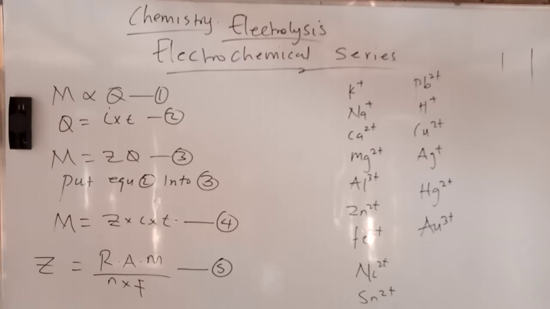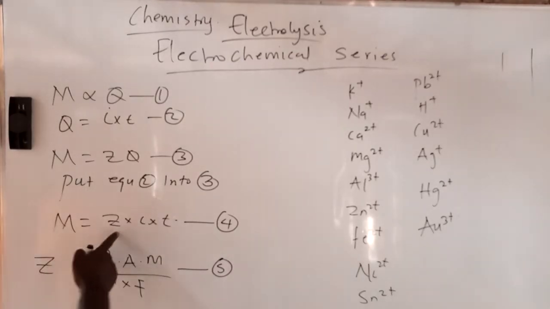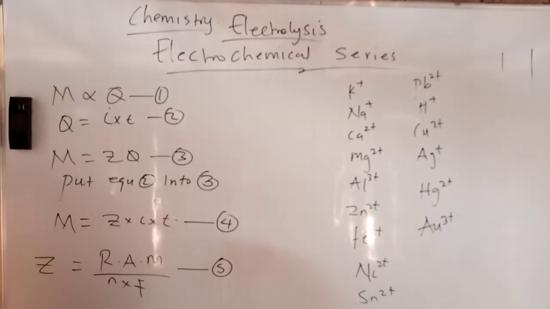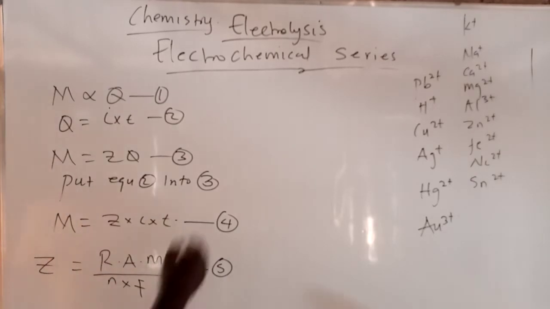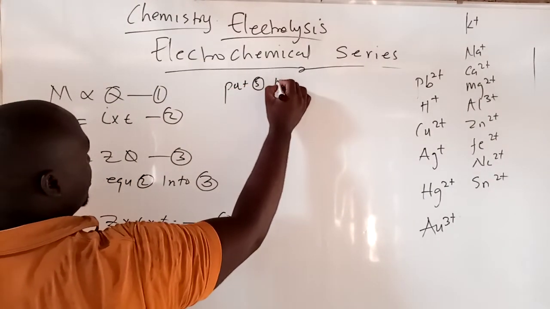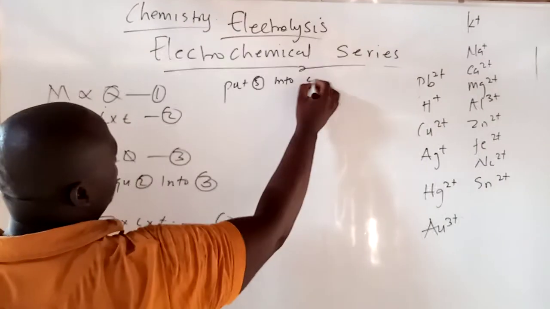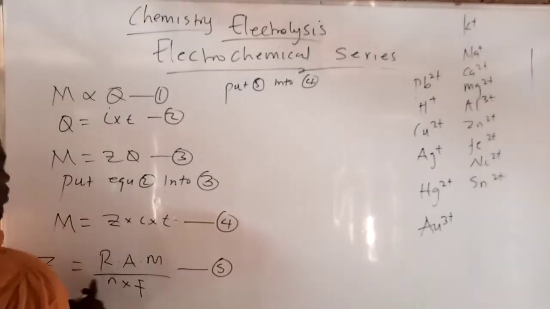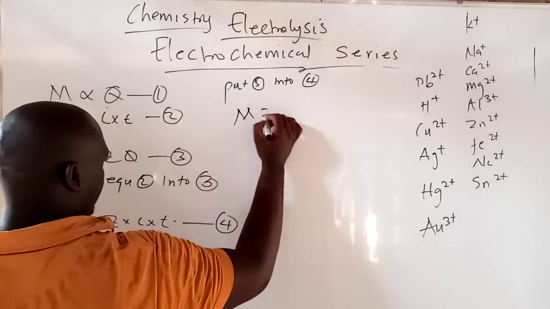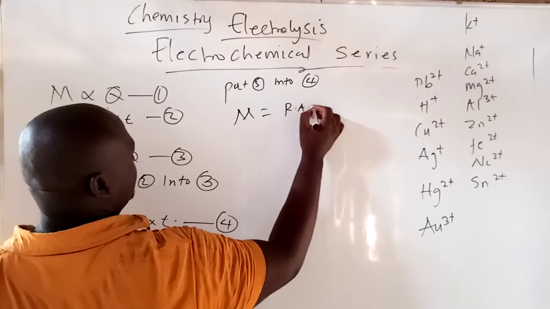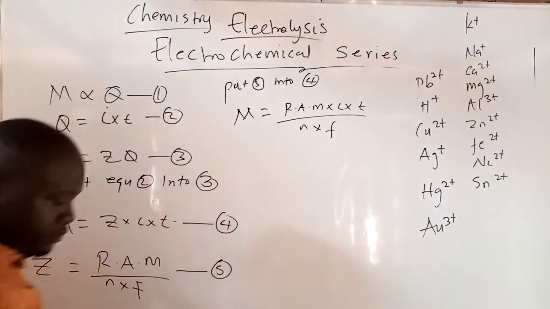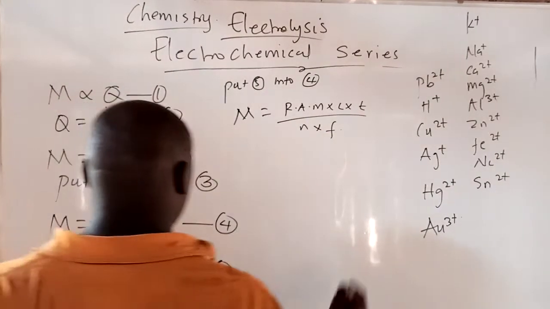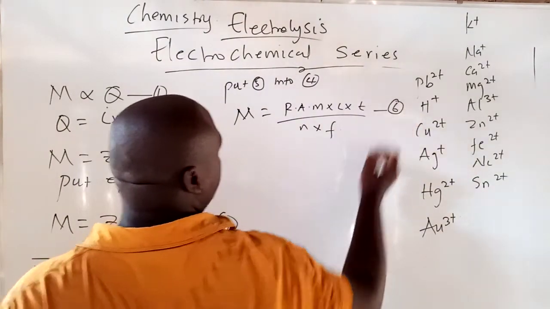Whenever I see Z in equation 4, I'm going to replace it with relative atomic mass over number of charges times F. So I put equation 5 into 4. Therefore, my M will now be relative atomic mass times current times time all over N times F. And that is the equation we need to be solving a lot of calculations. I'll call this my equation 6.